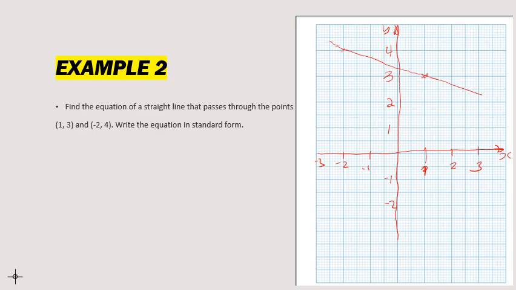Remember our general form of the equation of a straight line is y equals mx plus c, and we indicated that m stands for gradient and c stands for y-intercept. That's c, and how this line is dropping, that's our gradient. Remember, this point is (1, 3), and this point here is (-2, 4).